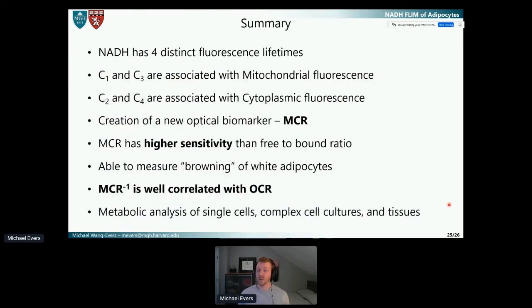And with that, I just wanted to summarize. We are able to see 4 distinct fluorescence lifetimes in adipocytes. Components 1 and 3 were associated with mitochondria, and 2 and 4 with the cytoplasmic fluorescence. We created that MCR metric, which has a higher sensitivity than the free to bound ratio. And we were actually able to measure, what we wanted to do, the browning of white adipocytes. And the MCR value correlated nicely with the oxygen consumption rate.